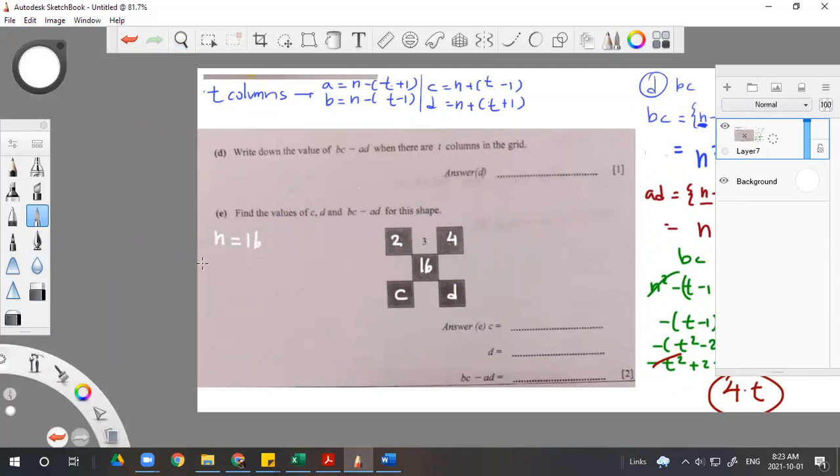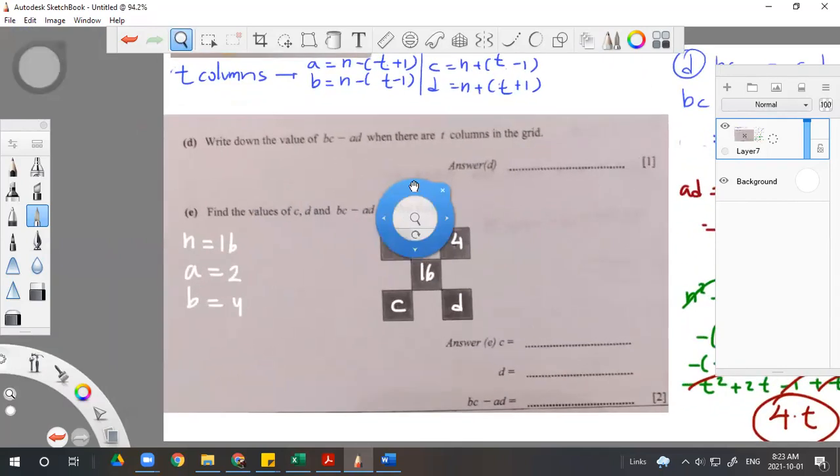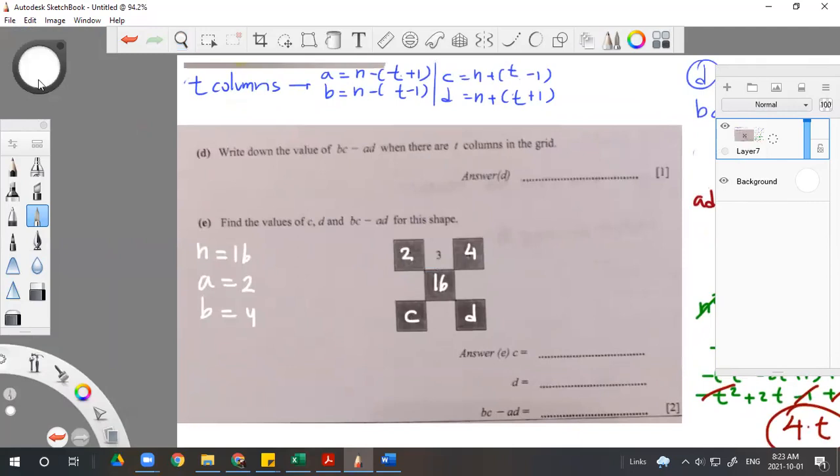A equals 2. B equals 4. So, kita masukin. A itu apa? Ini kan formula basicnya yang atas ya, yang kayak formula susahnya. A equals N minus bracket T plus 1. So, A equals N minus bracket T plus 1.